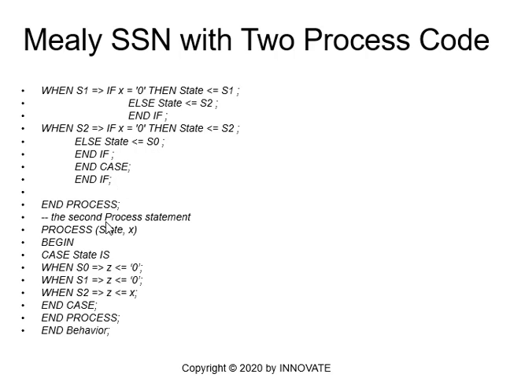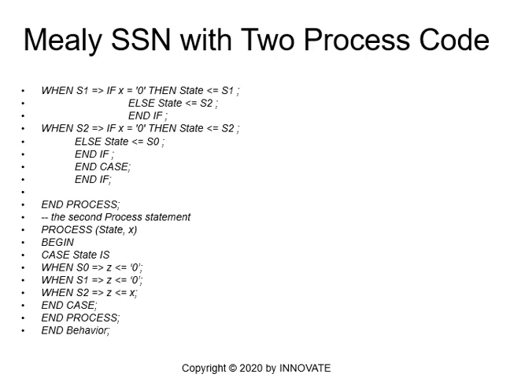Now, in the second process, the sensitivity list will be state and X, because those are the two variables to be used. Case state is: when S0, Z will be assigned to 0. When S1, Z will be assigned to 0. When S2, Z will be assigned to X. And this is why X is used in the sensitivity list.